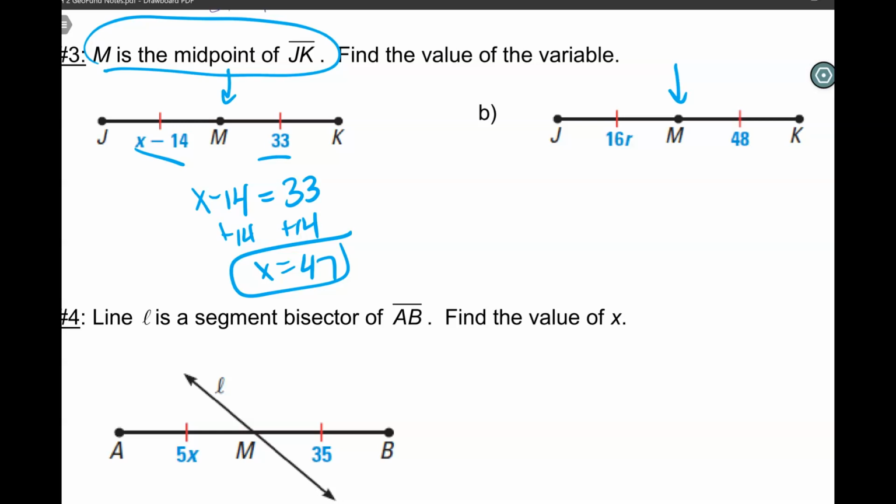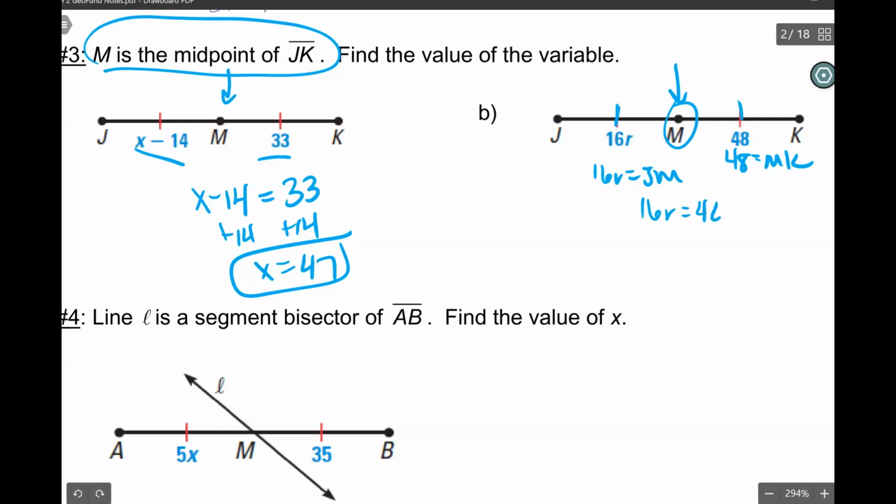Those little numbers underneath are saying the length, right? So over here, the 16R and the 48, this 16R is how long J to M is. And this 48 is how long M to K is. Because this is the midpoint and I have two congruent segments, I can set them equal to each other. Divide by 16. R is going to be 3.